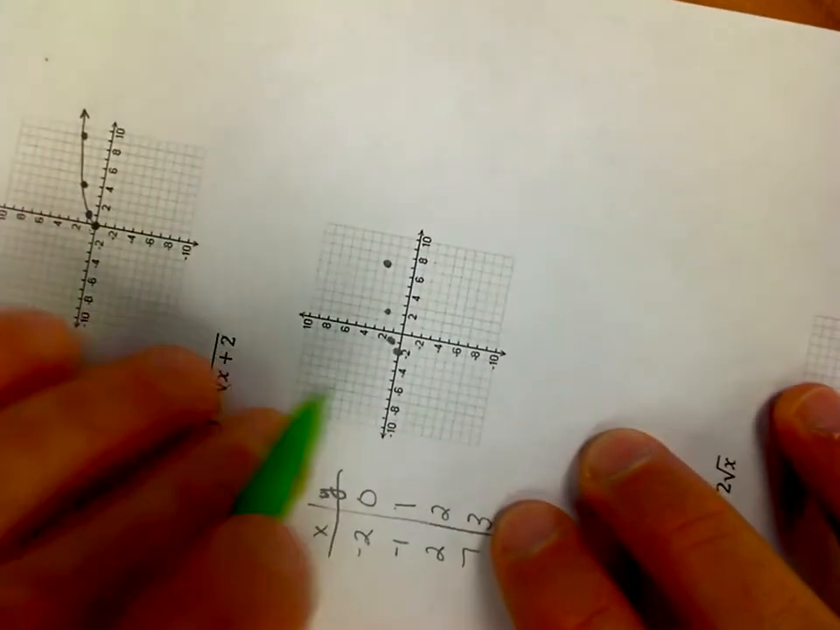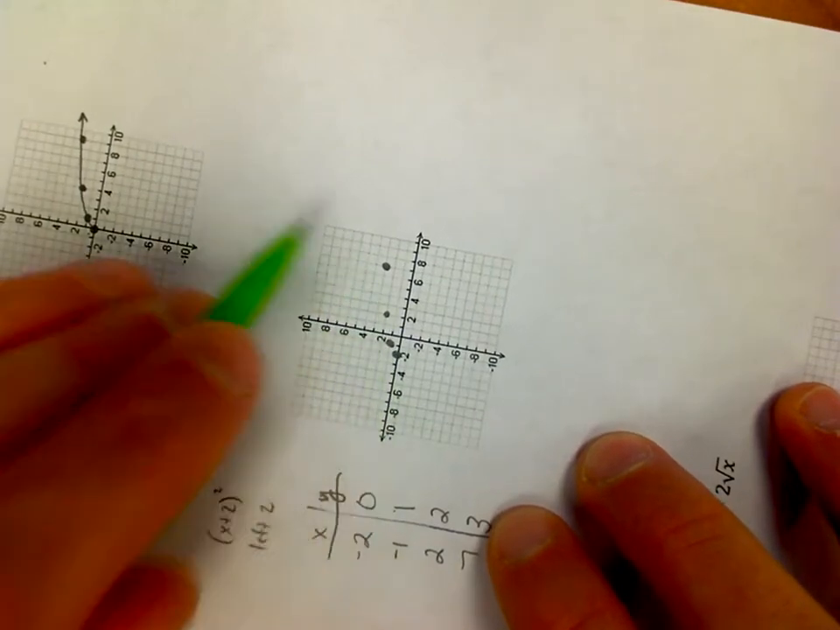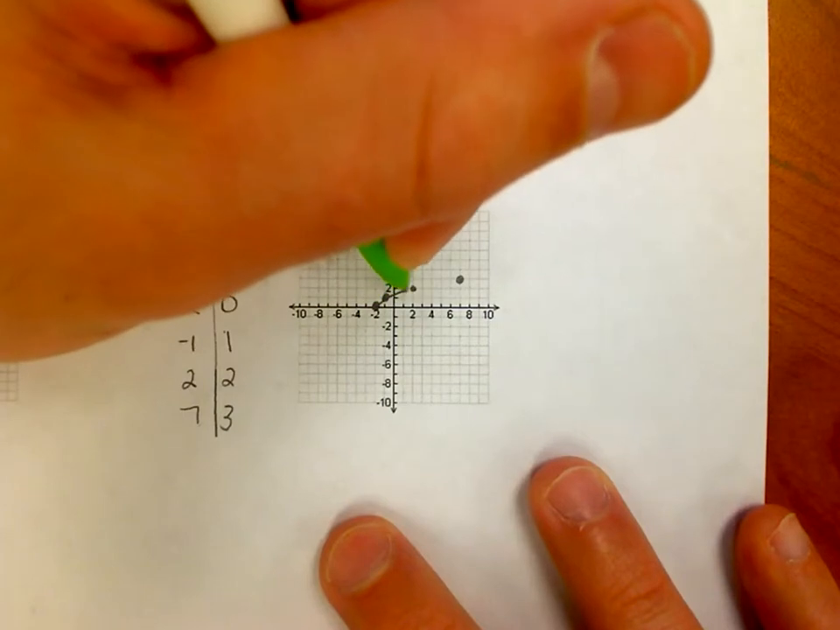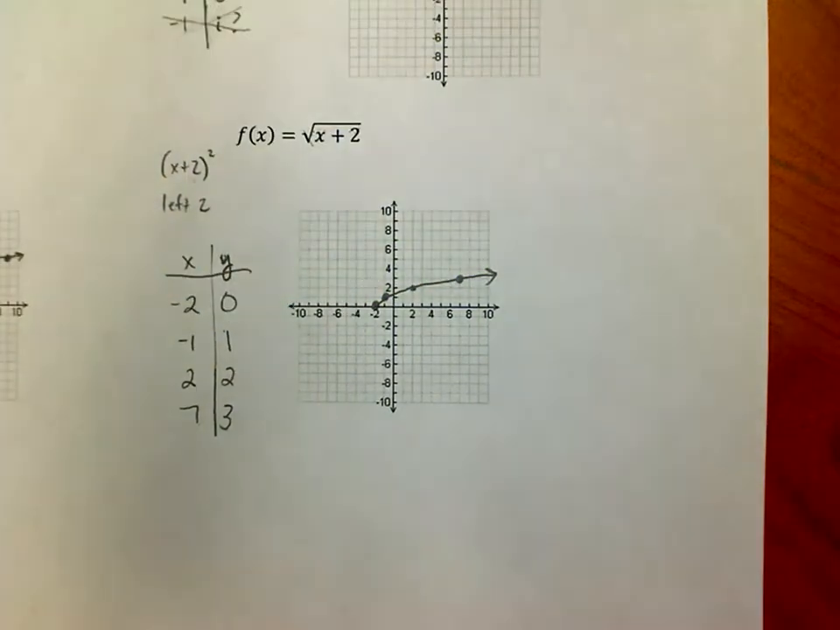I could have done it like this and turned it and gone 1, 1, 2, 4, 3, 9. Both of them are options. I really don't care how you get to the answer. I just need you to get to the correct answer, okay, and be able to graph this thing.